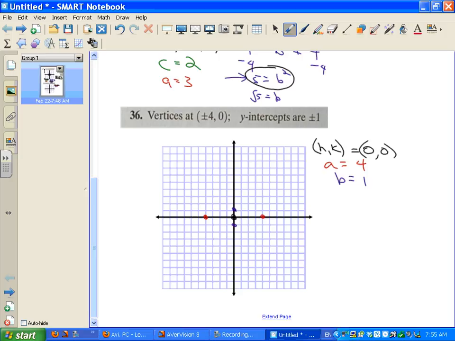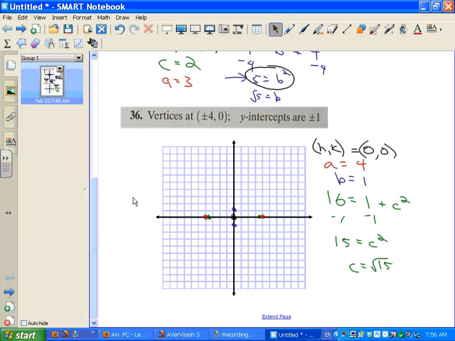Right? Because this one, that wouldn't help me normally, but because this one's got its center on the origin, that's actually going to tell me what my B is. So now I can easily come up with what my foci are going to be. So I've got A squared equals B squared plus C squared. Subtract 1 from both sides, I get 15 equals C squared. Take the square root of both sides, and C is going to be the square root of 15, which is going to be almost 4. 1, 2, 3, almost 4.